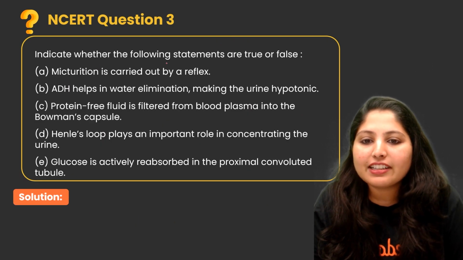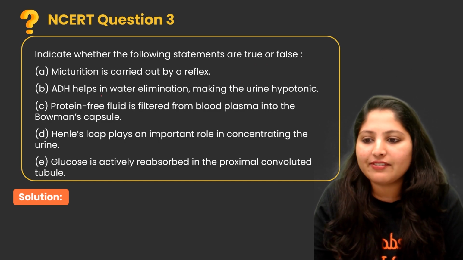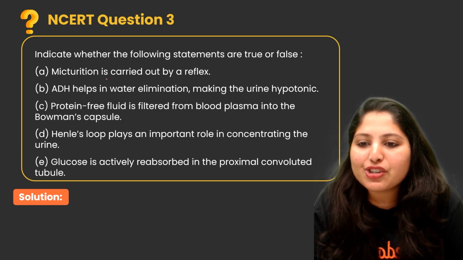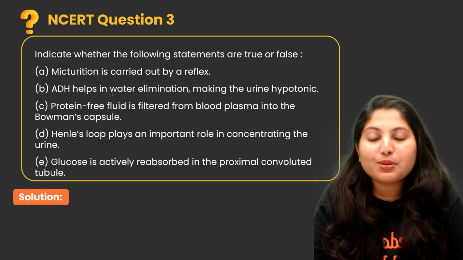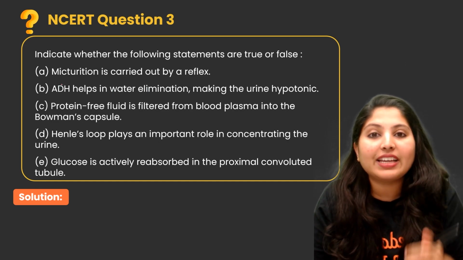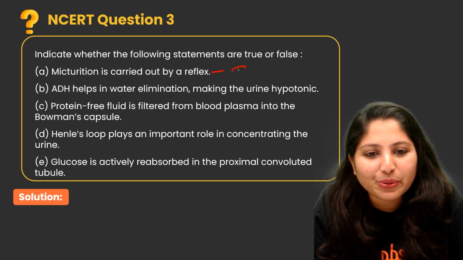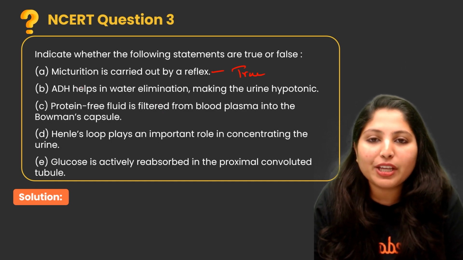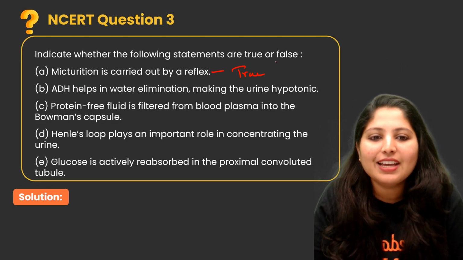Indicate whether the following statements are true or false. There are 5 statements given here. We need to tell whether each is true or false. First: micturition is carried out by a reflex. What is micturition? Micturition is the process of removal of urine from the urinary bladder. Is this right or wrong? This is actually true. The removal of urine from the urinary bladder is regulated by neurons. It is a reflex mechanism. So this is true.